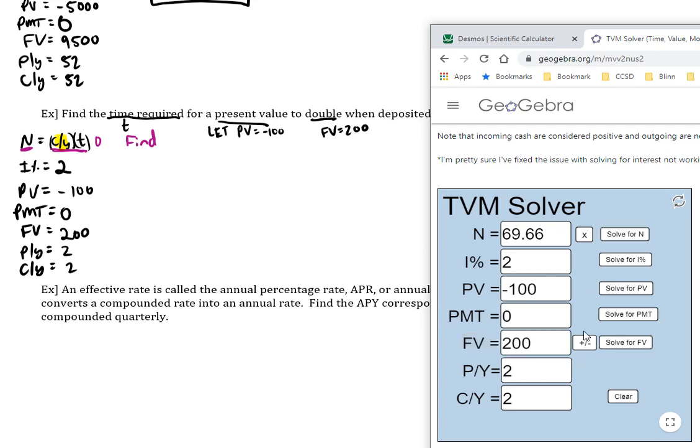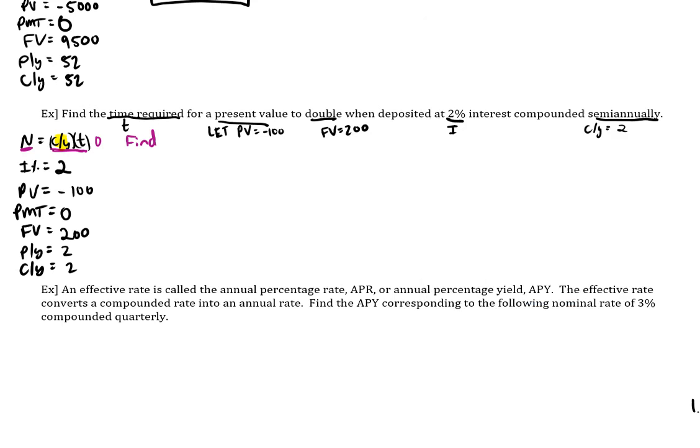Okay, so we've got it. We just found it. So we've found N. But that's not what the answer is. They said find the time. Well, that's where we go back to this equation. Let me box it in blue and say, hey, N equals this.